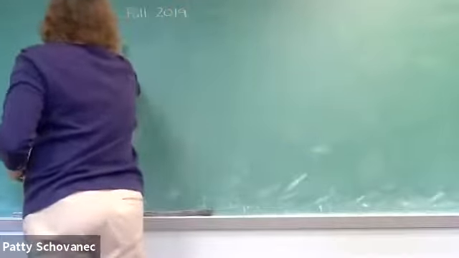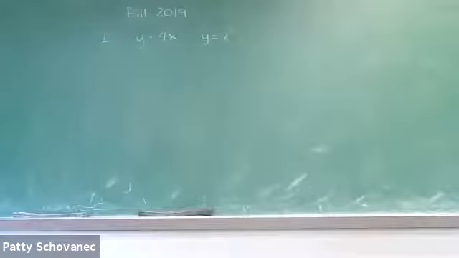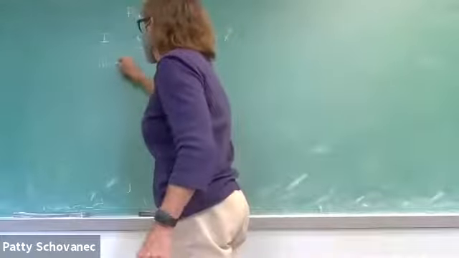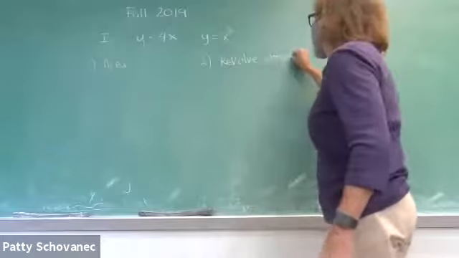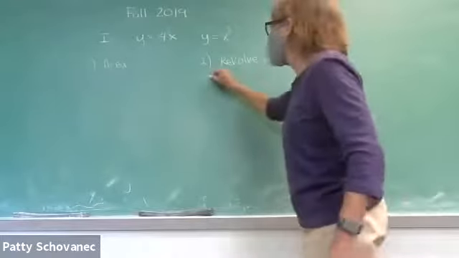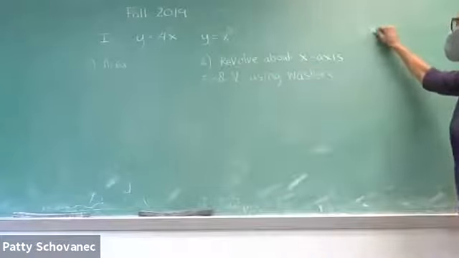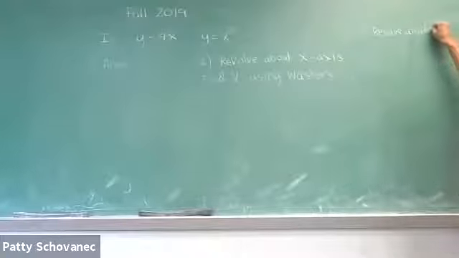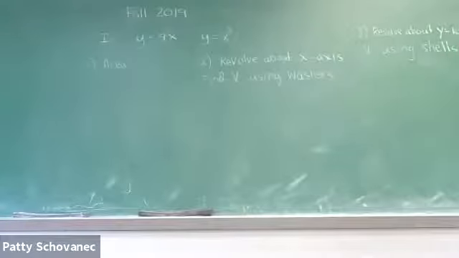19? Problem number 1. y is equal to 4x, y is equal to x cubed. Okay, so we're going to find the volume about x using washers, and the volume about y is equal to 10 using shells. Okay, so that's what we're doing here.